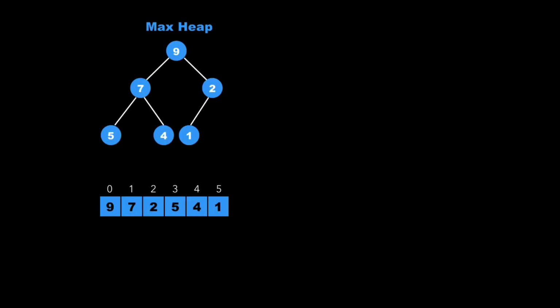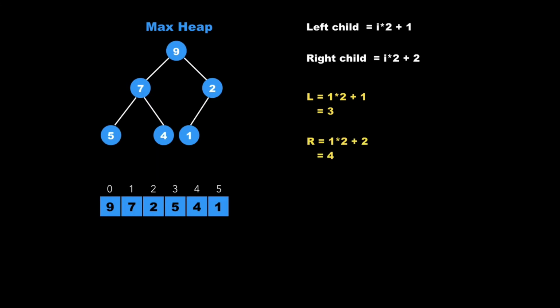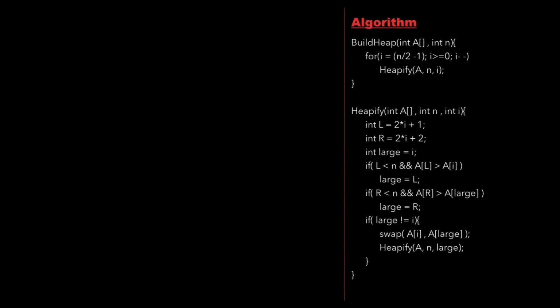Let's have a look at some properties of heap. Given any node whose index is I, the left and right child of that node can be calculated as: left child is equal to I into 2 plus 1 and right child is equal to I into 2 plus 2. Let's consider 7 for instance, whose index is 1. So the index of the left child of 7 is 3, which is the value 5. And similarly, the index of the right child of 7 is 4, which is the value 4 itself.